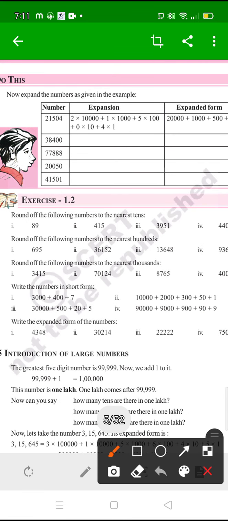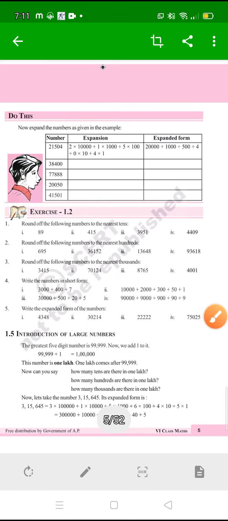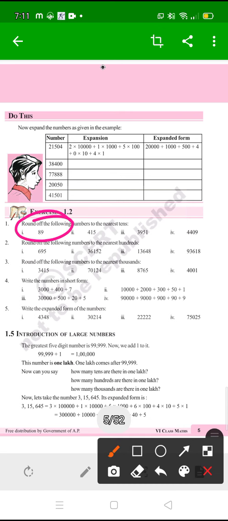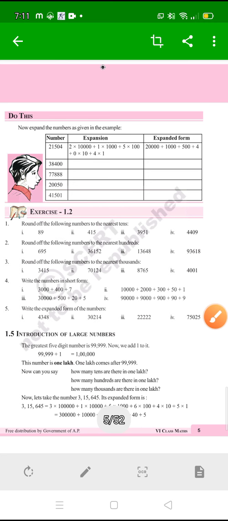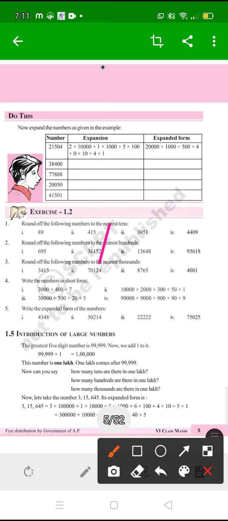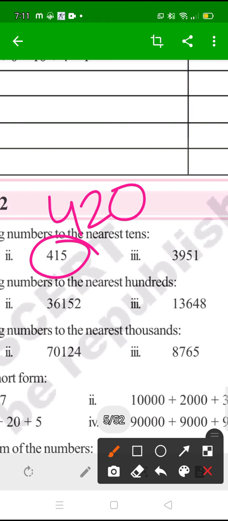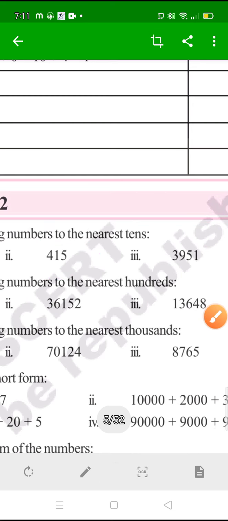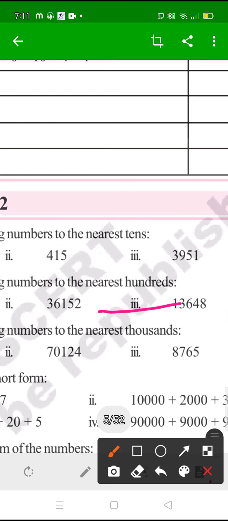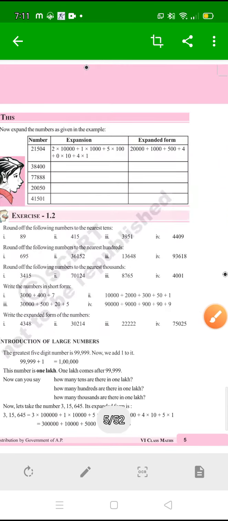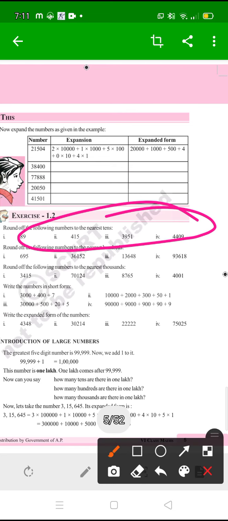Just tens. See, 89 nearest to 10 is 90. 415. How do you write this one? Nearest value 3951, so you can write 3900. Same way, do all these exercises.